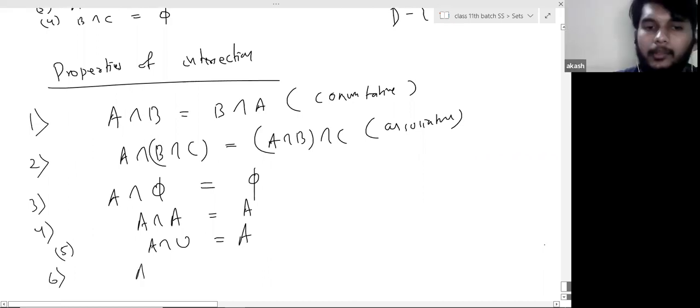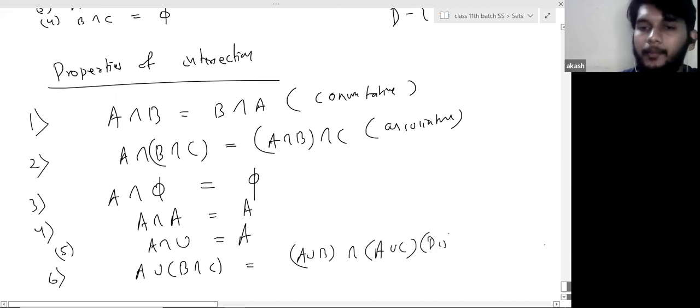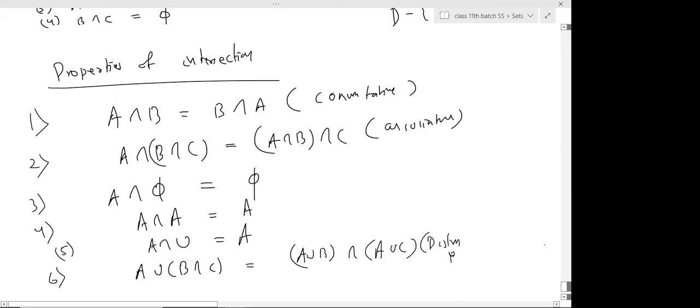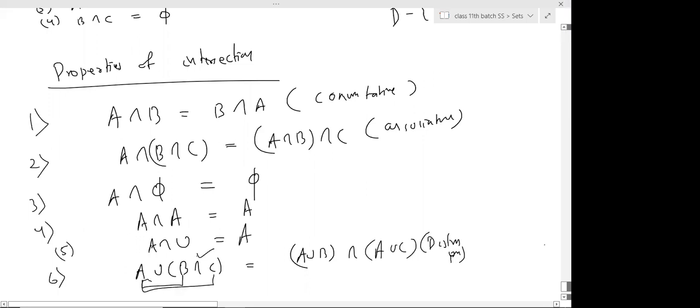Now we can also do this. A union B intersection C is equal to A union B intersection A union C. All right, this is called the distributive property. Okay, sir. You can feel what I did here: A union B intersection A union C. Yes, sir. Note it down.